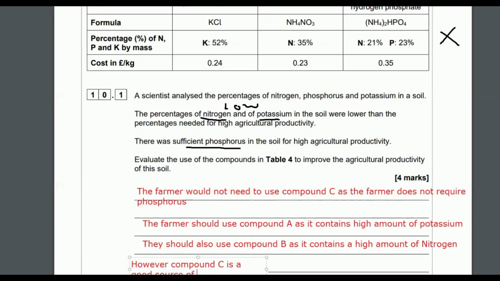Compound C, yes, you'll get nitrogen from it. There will be some benefit, but you won't get any potassium, and you'll get lots of phosphorus, which is wasteful because the soil doesn't need the phosphorus, the P, 23% P, and it's more expensive. So there we go. Don't use compound C, use A and B. Boom, 4 marks. Lovely jubbly. Let's move on.